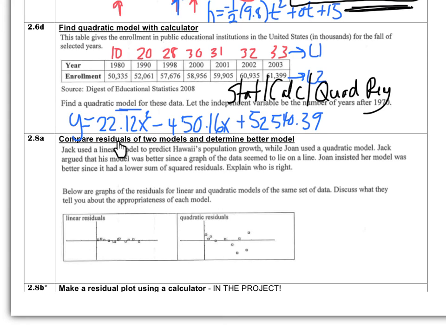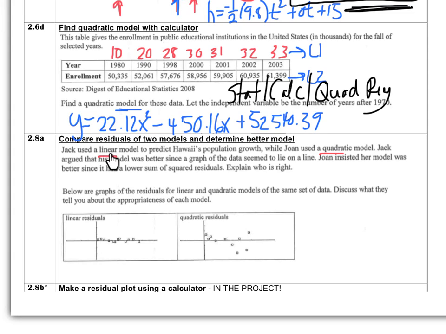2.8a wants us to compare residuals of two models and determine the better model. First question here, Jack used a linear model to predict Hawaii's population growth, while Joan used a quadratic model. Jack argued that his model was better since a graph of the data seemed to lie on the line, but Joan insisted her model was better since it had a lower sum of the squared residuals. Explain who is right.